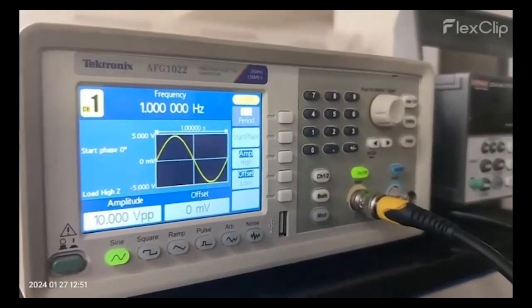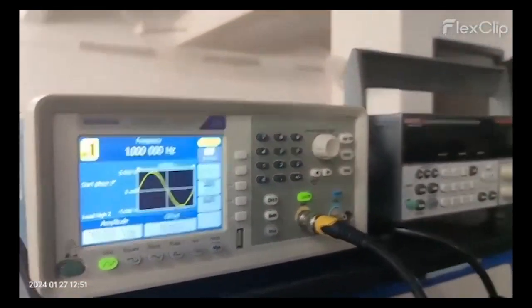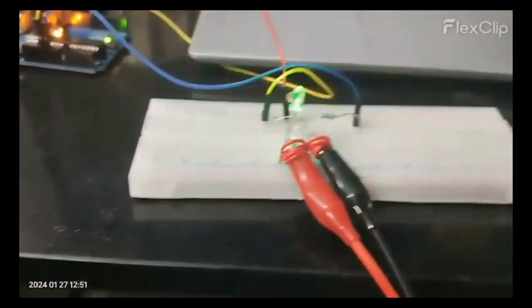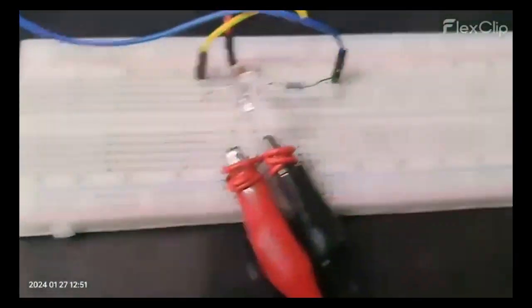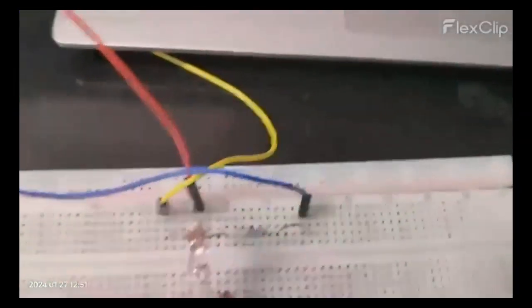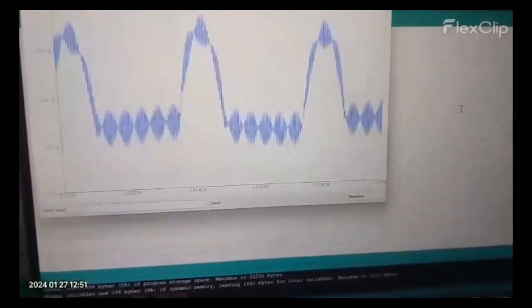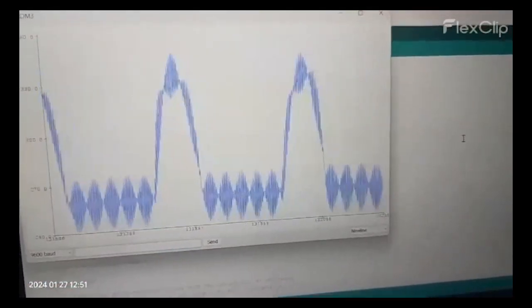Now I am doing the same thing using a 100 ohm resistor. Firstly, I have set the frequency to 1 Hz. Here we see the slow blinking of the LED. If we observe the graph in the serial plotter, it looks like this, a little wider.